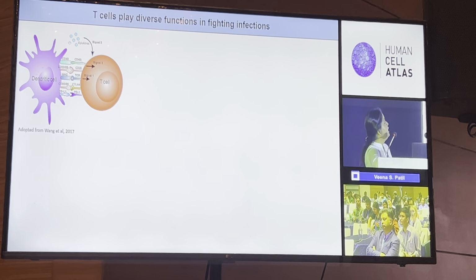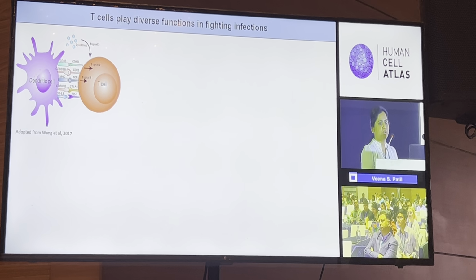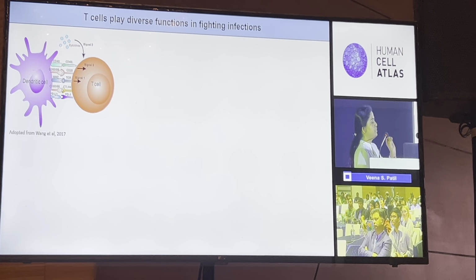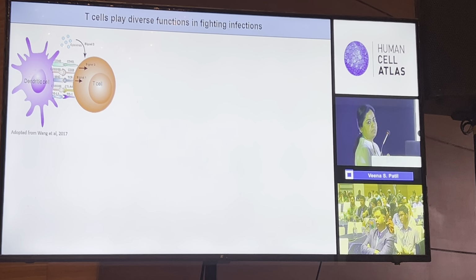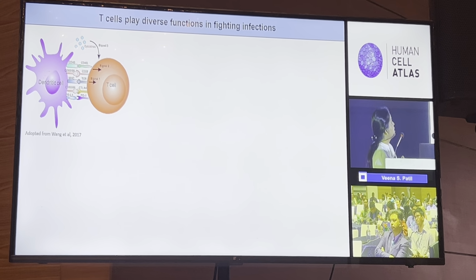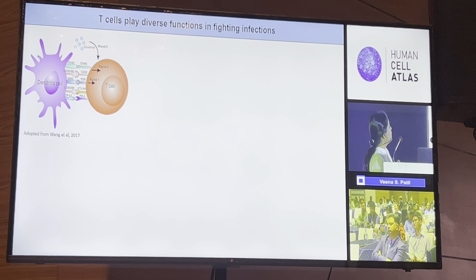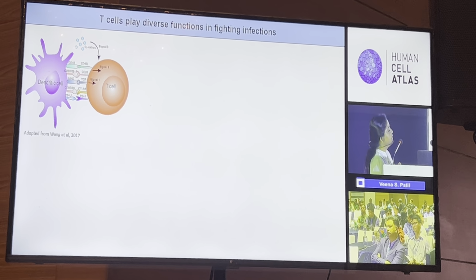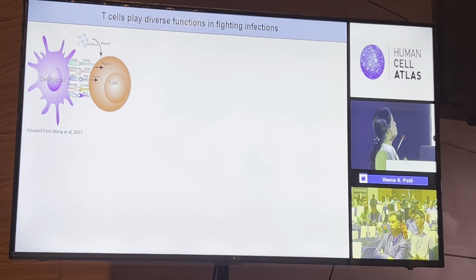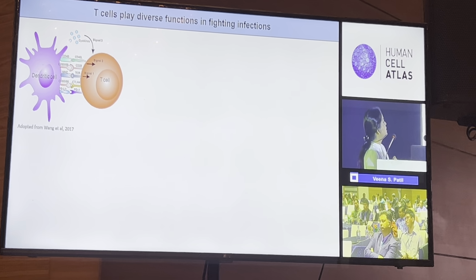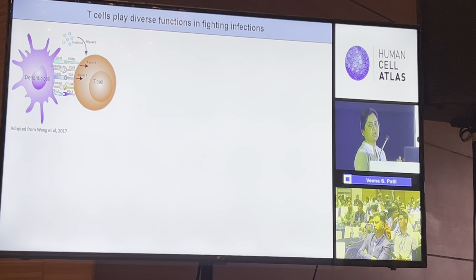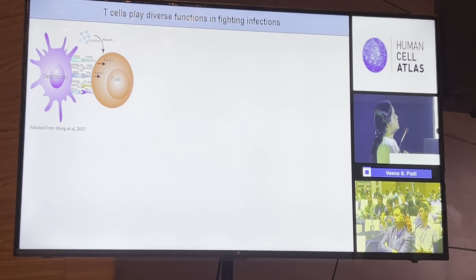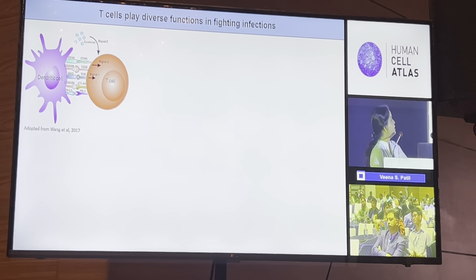Okay. So for people who are not really T-cell biologists, I just want to introduce you a little bit to what T-cells are. T-cells recognize the pathogens through their T-cell receptors, which recognize the antigens that are presented by the antigen-presenting cells through MHC molecules. Upon this recognition, there is a second signal where the co-stimulatory molecules get activated, and the third signal comes from the cytokines.